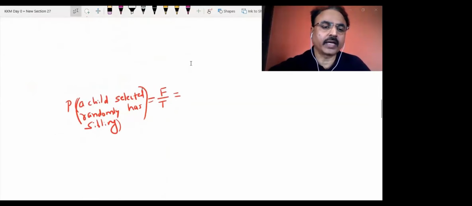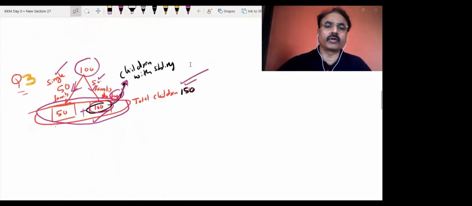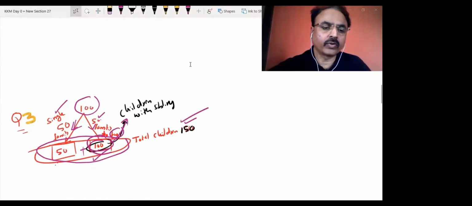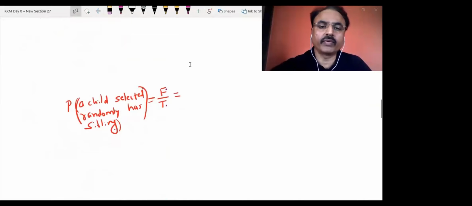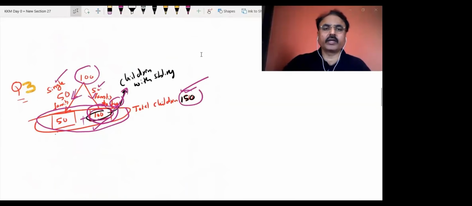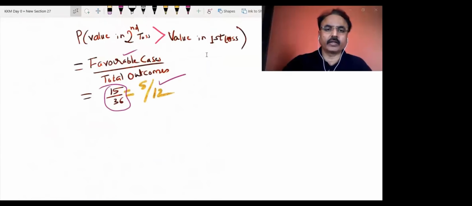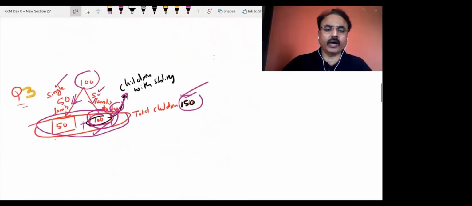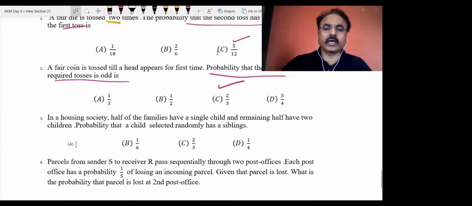If a child is selected randomly, what is the probability that he has a sibling? It is favorable cases divided by total number of outcomes. Favorable cases is 100. Total number of children are 150. So that is 100 upon 150, or you can simplify this, 2 by 3 you should mark as the answer. Instead of 100 you can take any number, but 100 is a very helpful number. So if I mark 2 by 3, this is the answer again, 2 by 3.